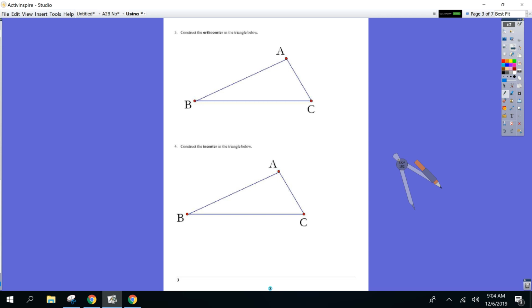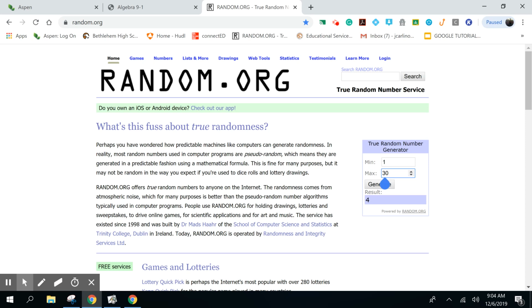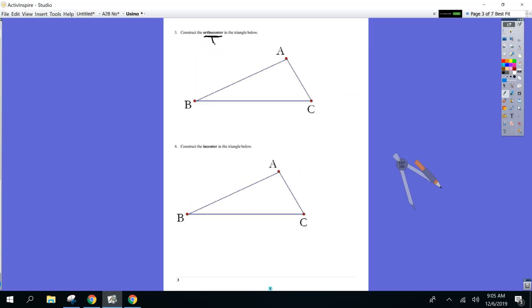This is probably the least favorite of students, and that is trying to find the orthocenter. Okay, here we go. Orthocenter. Tell me a little something about it. It is the intersection of altitudes. All right. I have never done with you constructing an altitude, which shouldn't be a big deal. Describe to me what an altitude is.